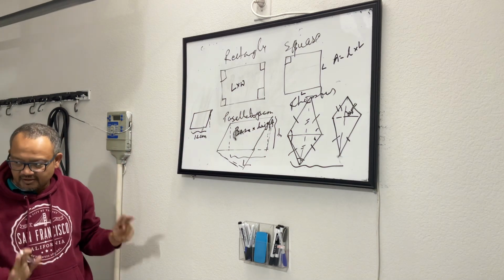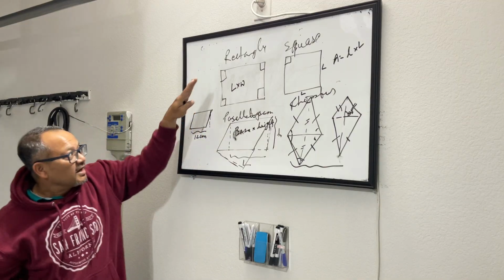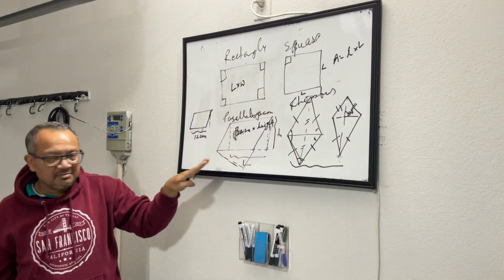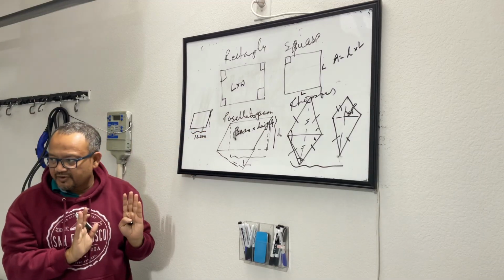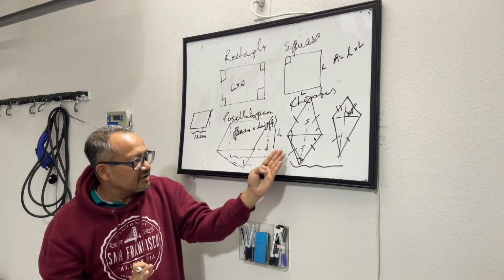Clear? Okay. So this is rectangle, square, parallelogram. You are able to find the area and perimeter just by knowing the property of it. Now let's come to these two.